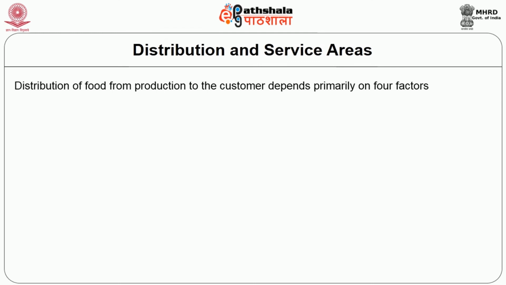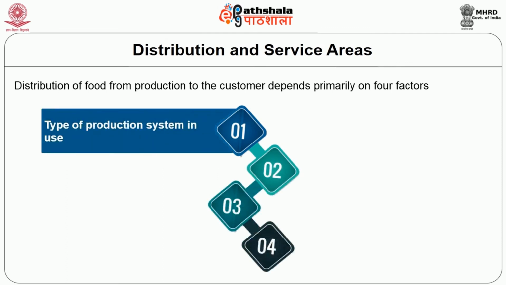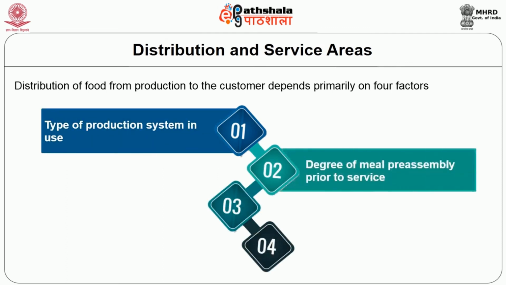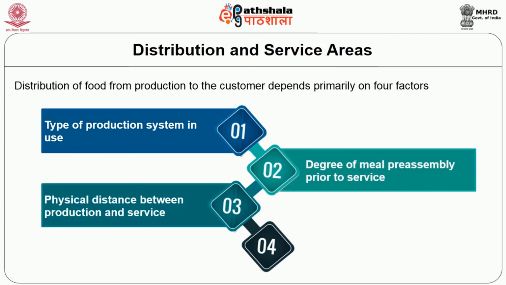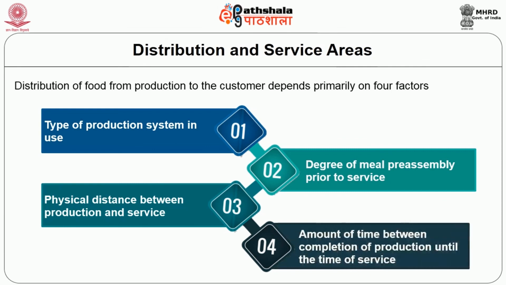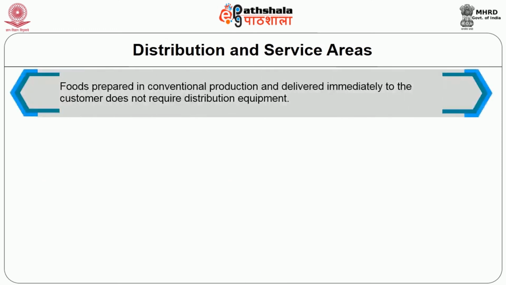Distribution of food from production to the customer depends primarily on 4 factors: types of production system in use, degree of meal pre-assembly prior to service, physical distance between production and service, and amount of time between completion of production until the time of service. Foods prepared in conventional production and delivered immediately to the customer do not require distribution equipment.